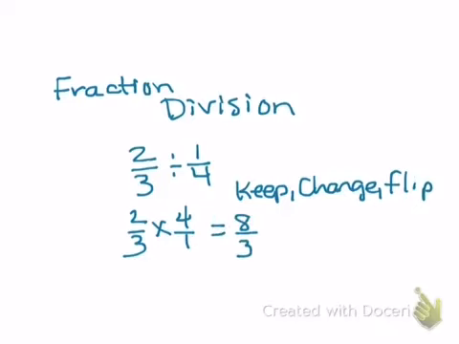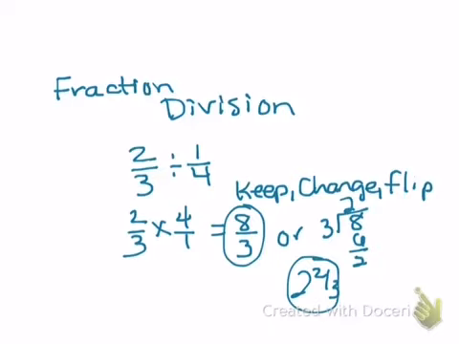8/3 satisfies me, but sometimes on tests that might not be a choice. So to make it a mixed fraction, you're going to simply divide 8 by 3, and you'll find that it goes 2 whole times with 2 left over. So that translates to 2 2/3.